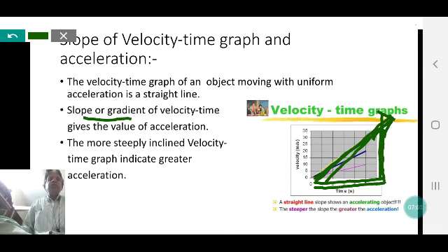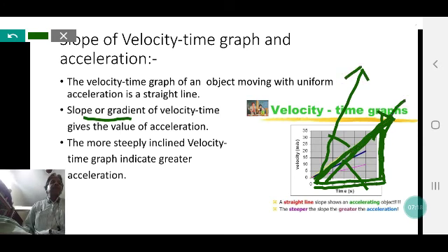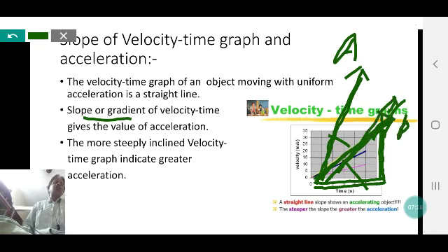A more steeply inclined velocity time graph. If there are two velocity time graphs like this and this, we can see the acceleration of the object is more in one of them. If it is the velocity time graph of object A, and another velocity time graph of object B, then we can say object A is moving with more acceleration, and object B is moving with less acceleration.